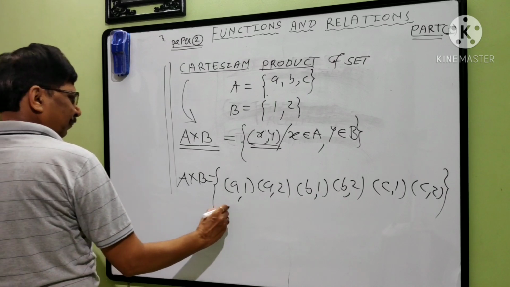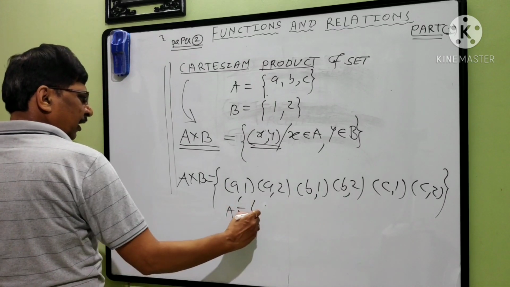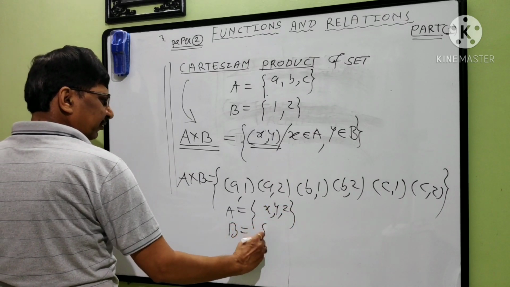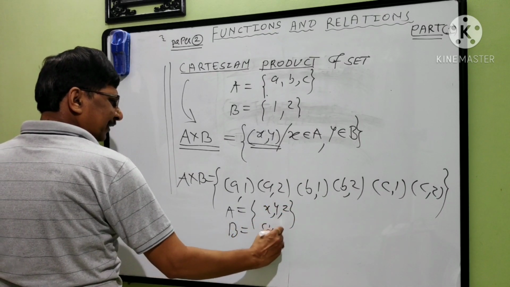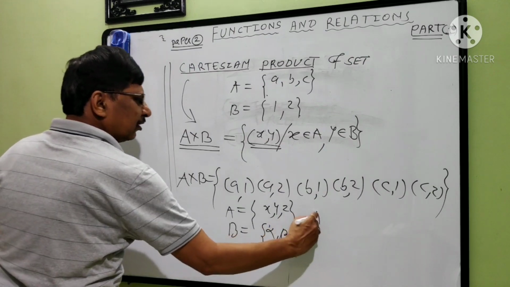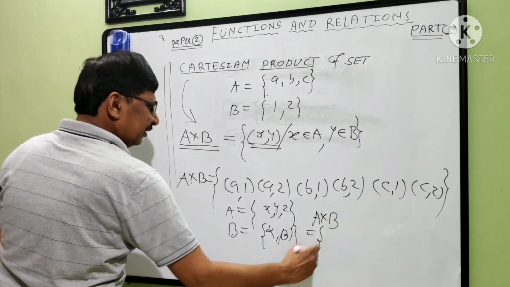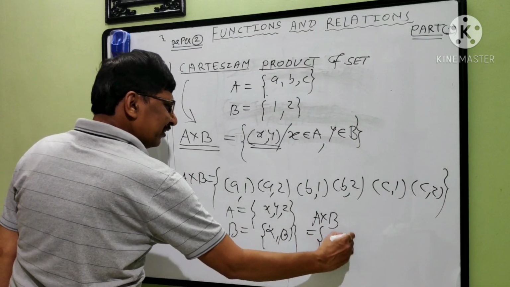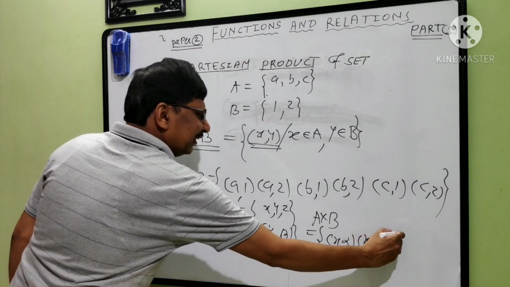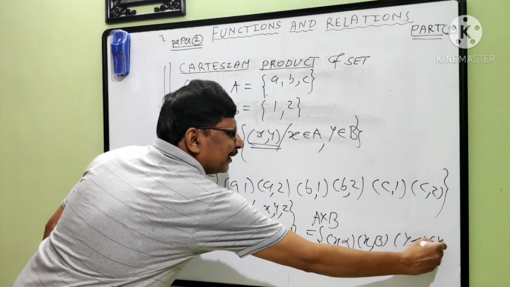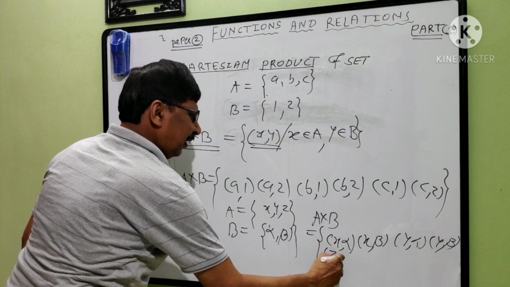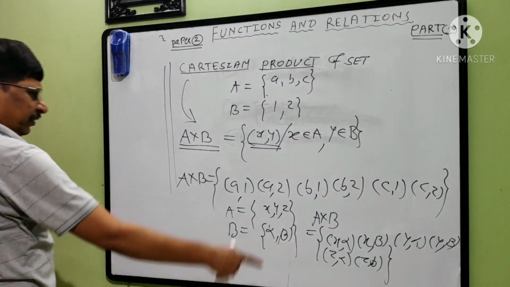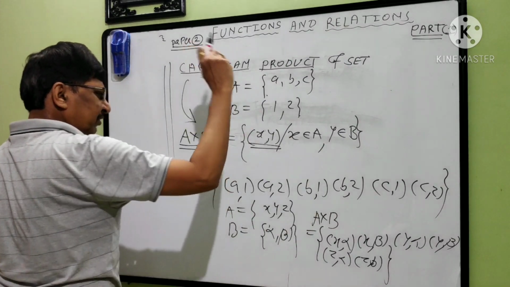We can take another example. Suppose A is {x, y, z} and B is {alpha, beta}. Then A cross B is a set of all ordered pairs such that the first element belongs to the first set and the second element to the second set: (x, alpha), (x, beta), (y, alpha), (y, beta), (z, alpha), (z, beta). All these possible ordered pairs are called the Cartesian product of these two sets.